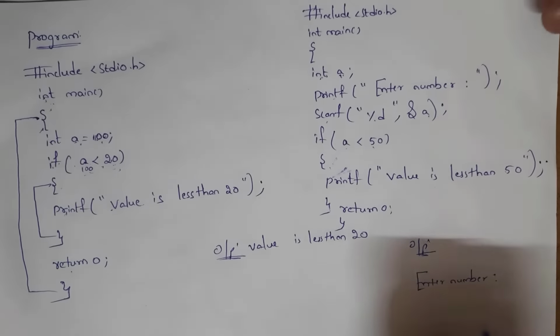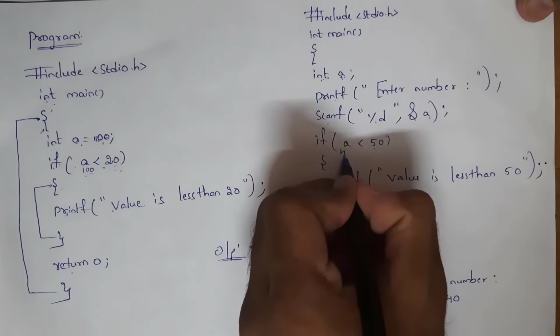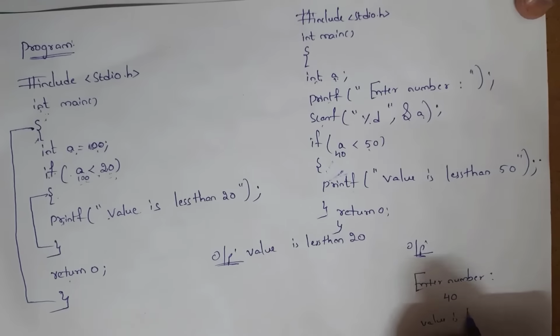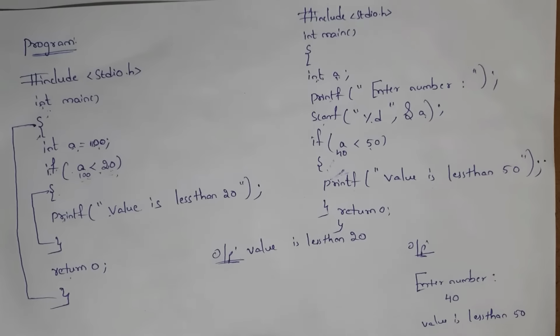So I will enter number, that is 40. 40 is less than 50. This condition is true. So I will get output as value is less than 50. This is use of scanf. I can enter value after executing a program by using scanf.